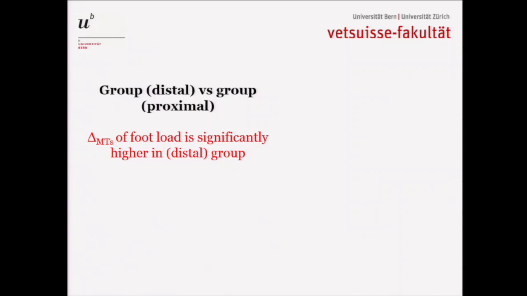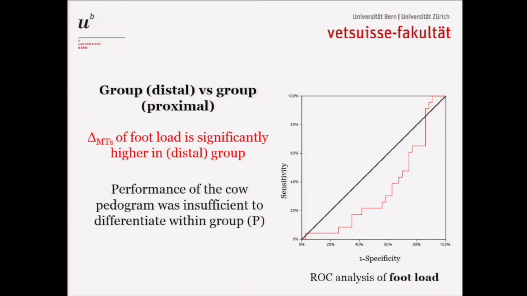For the third part of the analysis, if we compare the distal group to the proximal group, the difference across the limbs was significantly different only for the foot load. The difference across the limbs for the foot load in the distal group was significantly higher, so cows with distal lameness have less kinematic force compared to the group with proximal pathology. But the performance of the cow pedogram was poor to differentiate between the distal and proximal groups. So in this case, we cannot set a cutoff value to differentiate the distal from the proximal group. This is an example for the foot load, and we see that the performance of the ROC analysis was poor.